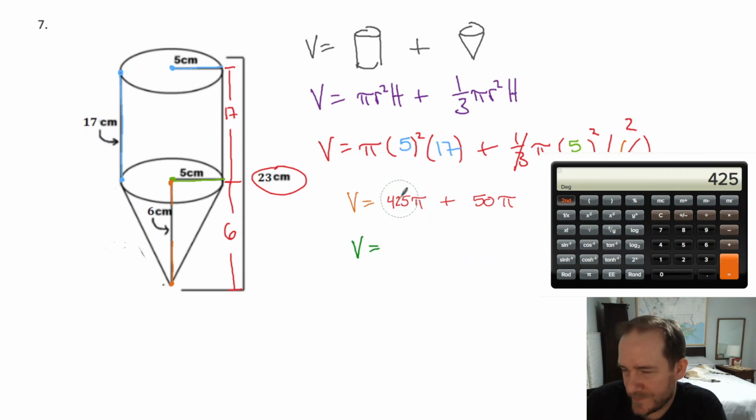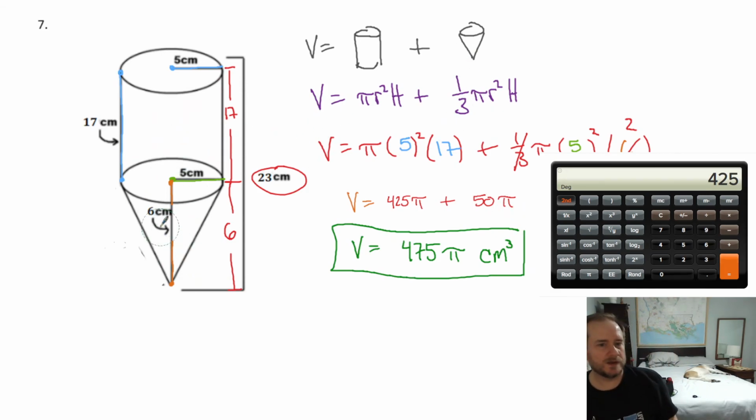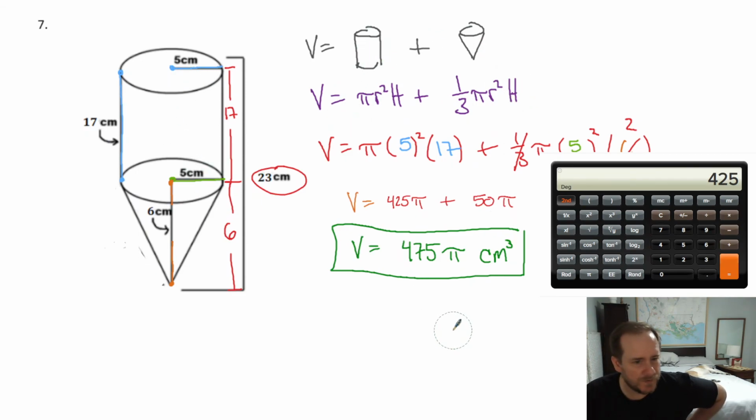and we add them by just adding the coefficients. So that'll be 475 pi. And these are all centimeters, so these are cubic centimeters. And that's it. That's the volume of that composite figure. I think you'll see one of those on your quiz, so just be ready. I think this pretty obviously breaks down to a cylinder and a cone, so you just find those two volumes and add them up. Okay?